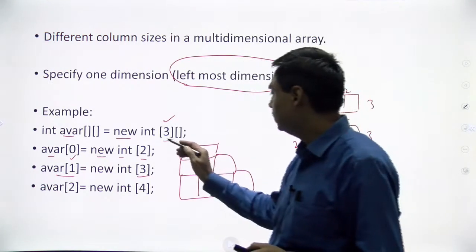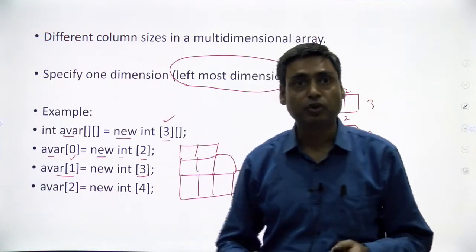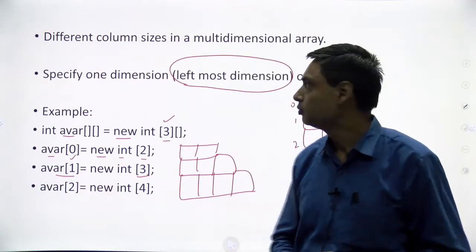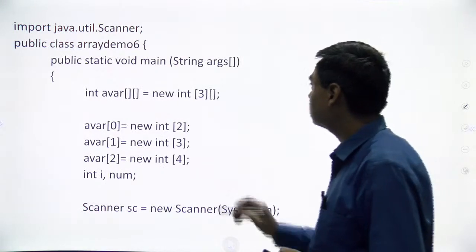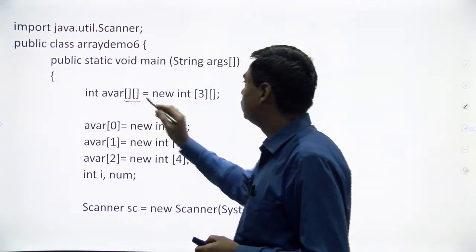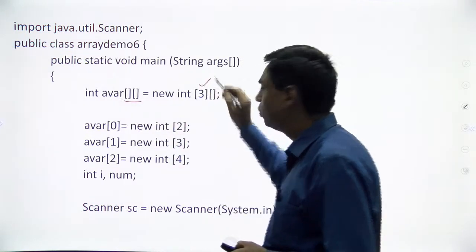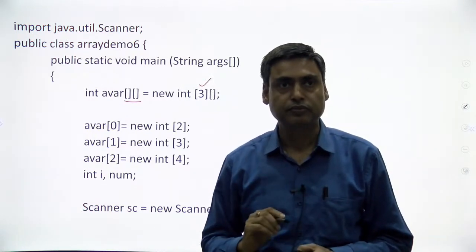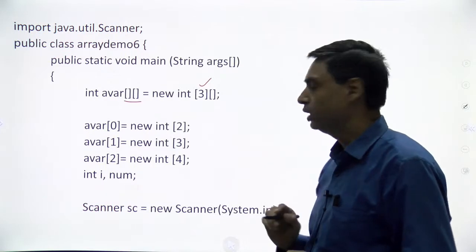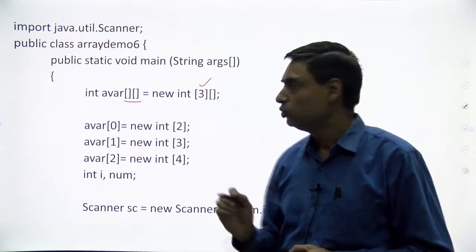So we have a different number of columns in each row. It is possible in the Java language. Now let's see an example. It is a 2-dimensional array. I have given only 1 dimension, that is the number of rows. Then we are going to allocate the number of columns to each row.